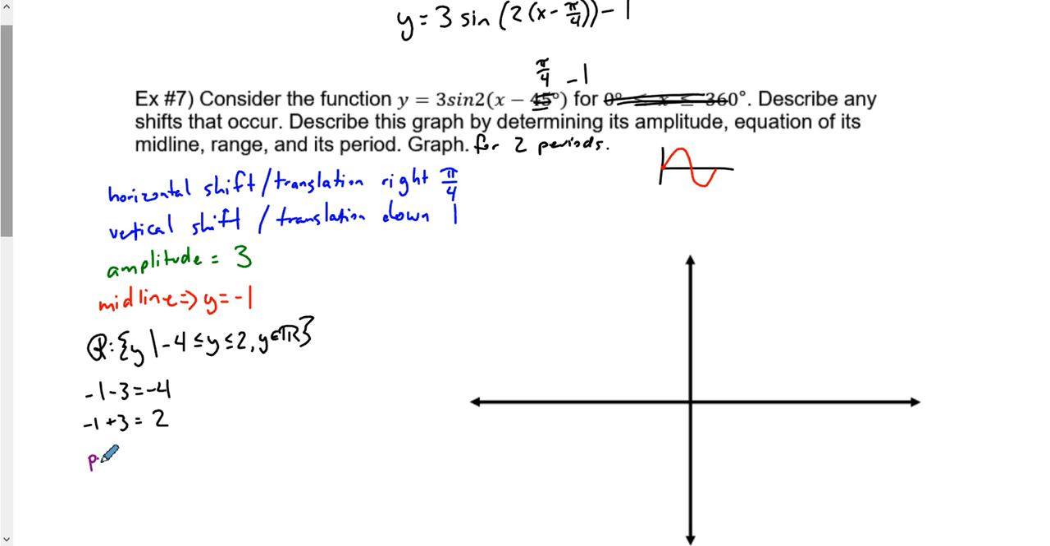The period is done by taking 2 pi and dividing by whatever the b value is. In this one, it's 2. So 2 pi divided by 2 is just going to be 1 pi.